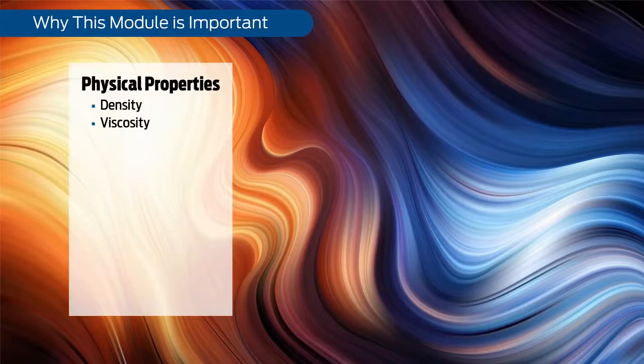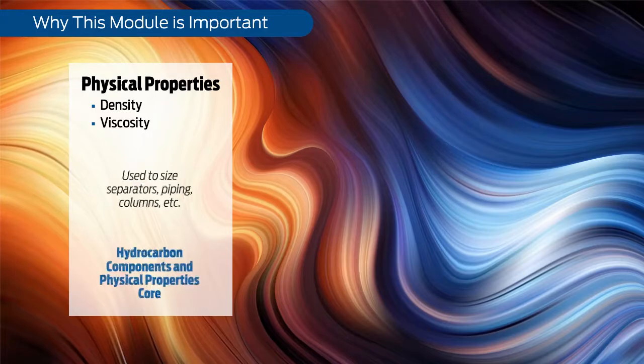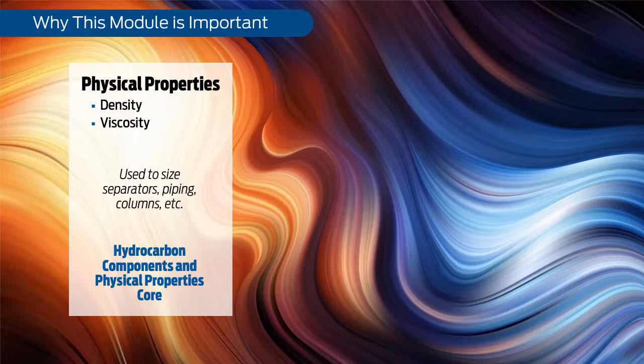Physical properties such as density and viscosity are important because they are used to size equipment. Density is used to calculate actual volumetric flow rates, which in turn is used to calculate velocities inside piping and vessels. Viscosity is an important property used for sizing piping, separators, mass transfer equipment, and heat exchangers.